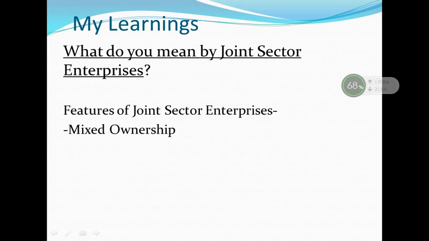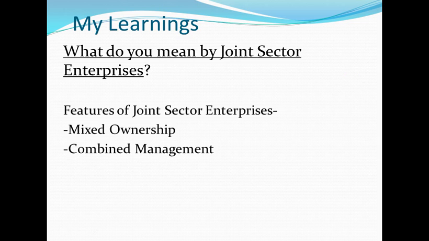Mixed ownership. The joint sector organizations are owned jointly by the government, private businessmen, and people at large. Combined management. The management of such companies is done jointly by the representatives of the government, the private businessman, and the public. Joint finance. The capital of such businesses is jointly financed by the government, the private entrepreneurs, and people at large.